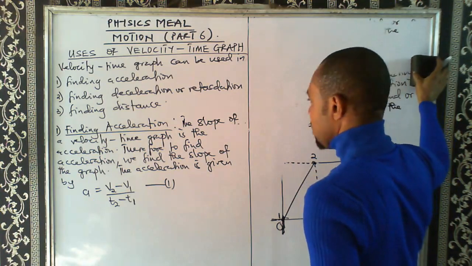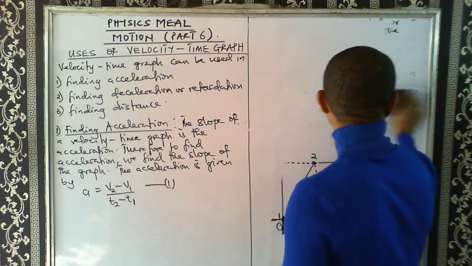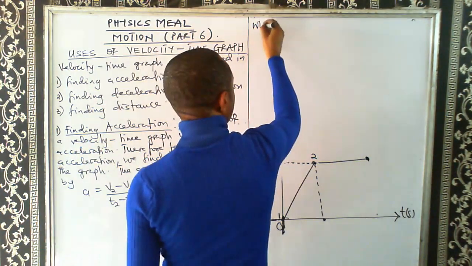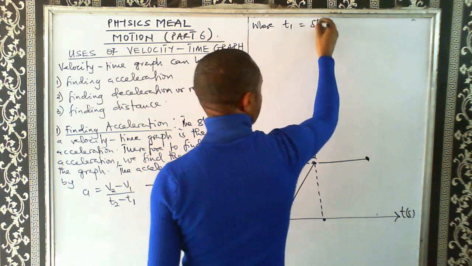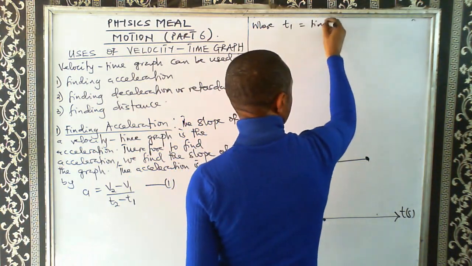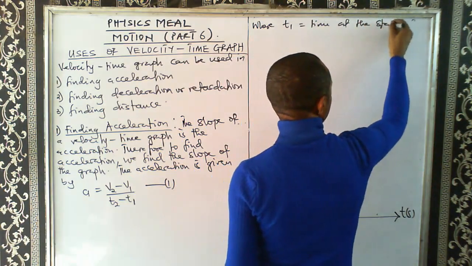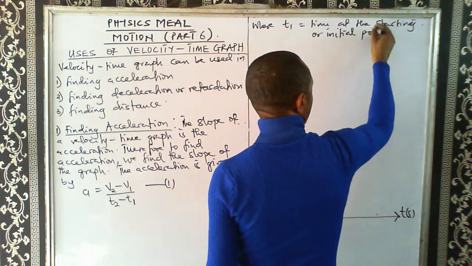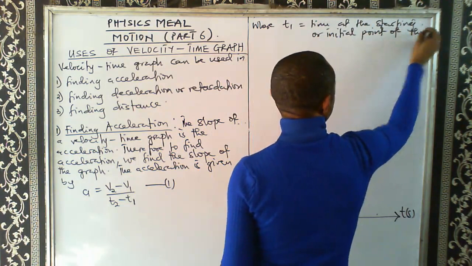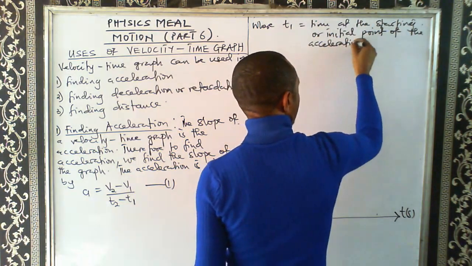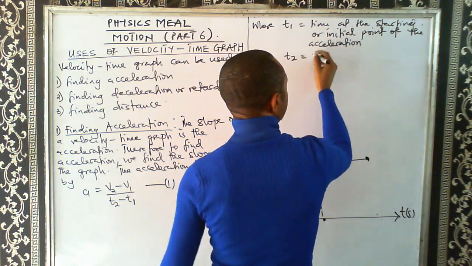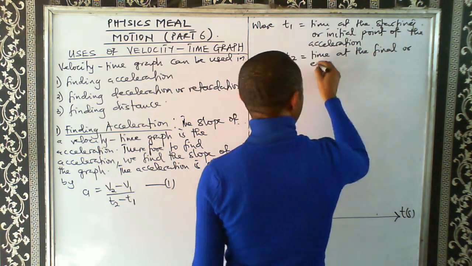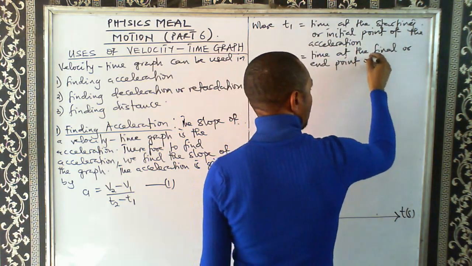Oh wow, I'm not supposed to clear this. Let me rewrite that. Wow, I was thinking that I'm not using this. So where T1 is the time at the starting or initial point of the acceleration. Then T2 is the time at the final or end point of the acceleration.